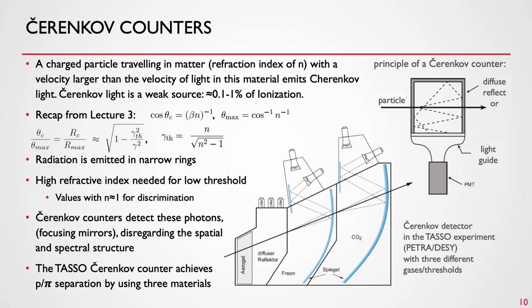Let's look at a few examples of Cherenkov detectors. The sketch here shows the Cherenkov detector from the Tasso experiment. The Tasso Cherenkov counter achieves proton-pion separation by using 3 materials. There is an aerogel with a tiny refractive index, and then there is Freon and CO2. These 3 gases have different Cherenkov thresholds, and a particle that's going through may or may not emit Cherenkov radiation. There are mirrors inside here, and the light is then mirrored towards photomultiplier tubes, which record these individual photons as the particle traverses the detector.